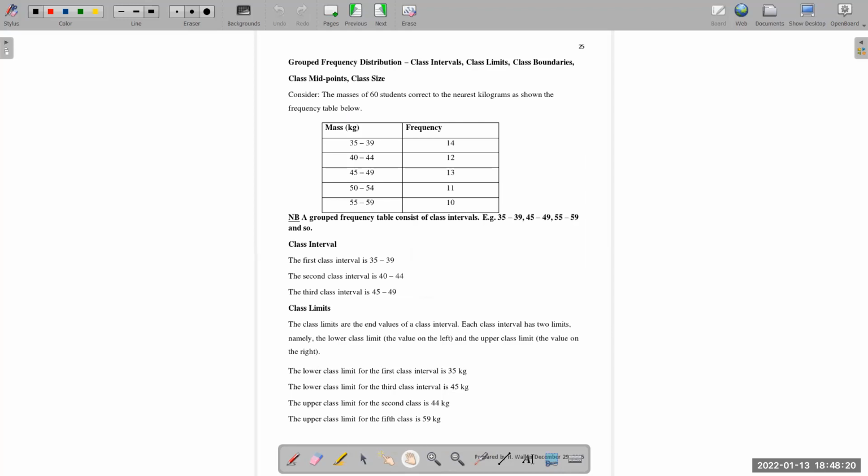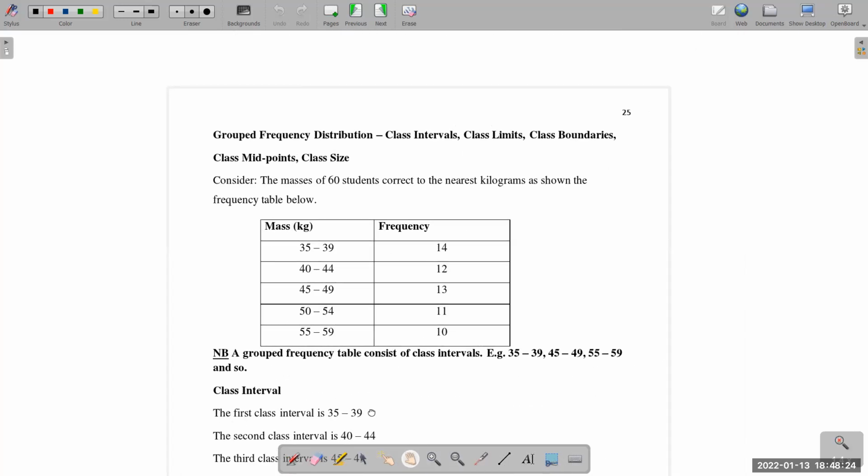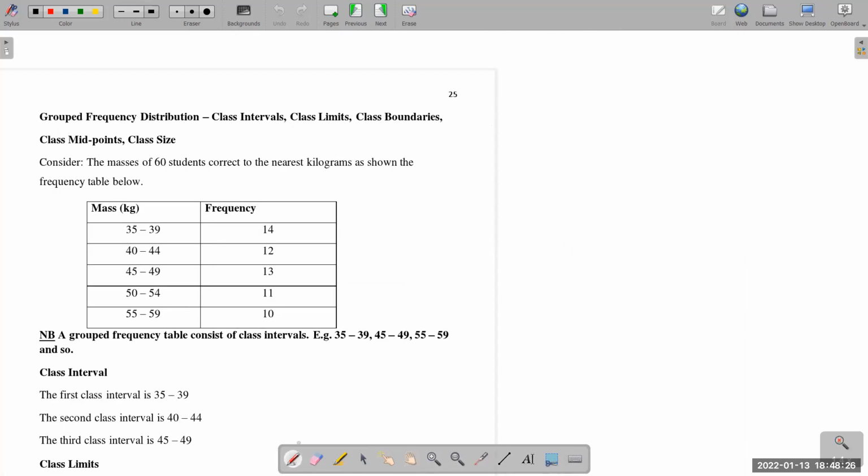So we're going to go through and look at some terminologies. As we know, this is grouped data. Everybody with me? There are some words that you need to memorize and know clearly. That is class interval, class limits, and class boundaries.